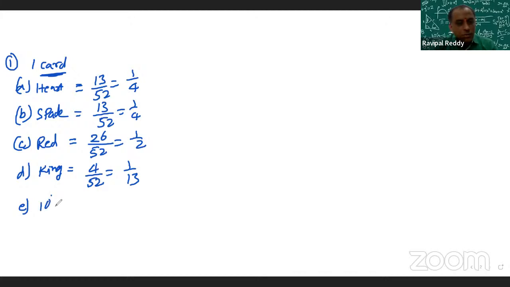Tens. We take one card, the card is a 10. What is the probability? Again, the answer is the same, because in a pack, how many tens are there? 4 tens are there. 4 by the total number of cards, 52. It is 1 by 13.